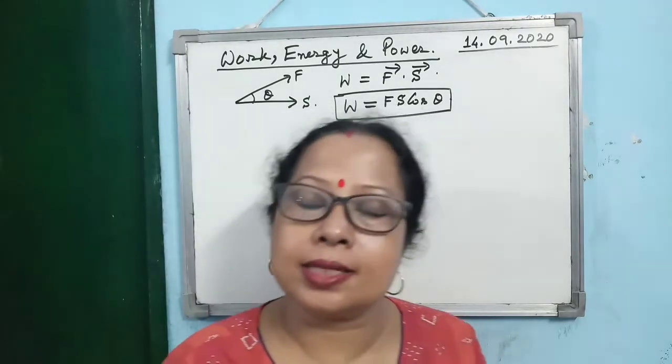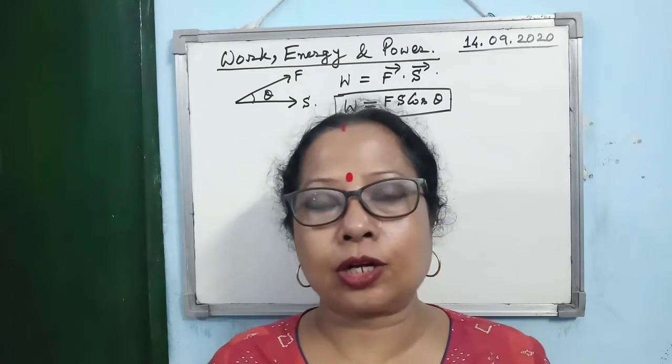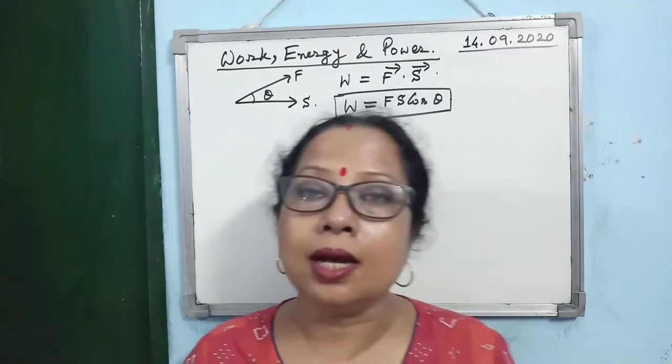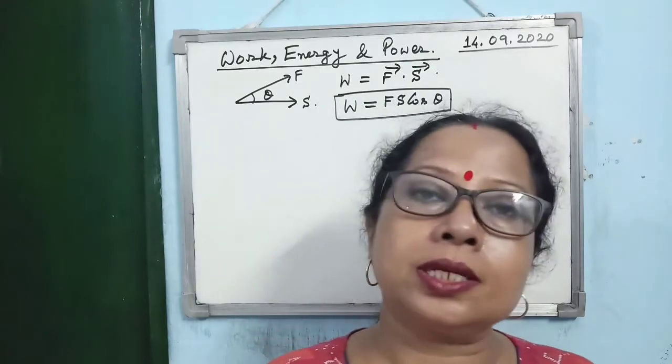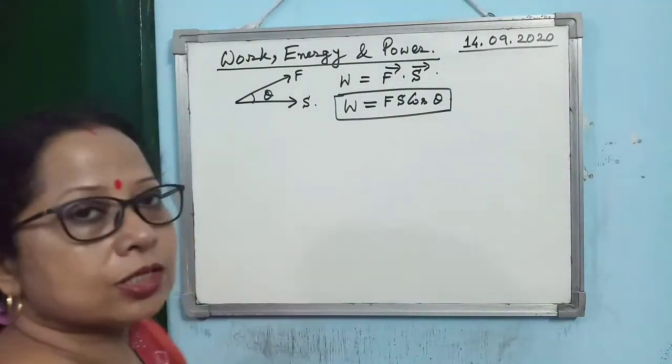Work done is a scalar quantity, because although force and displacement are vector quantities, work done is a dot product of force and displacement, and it is given by Fs cos theta.